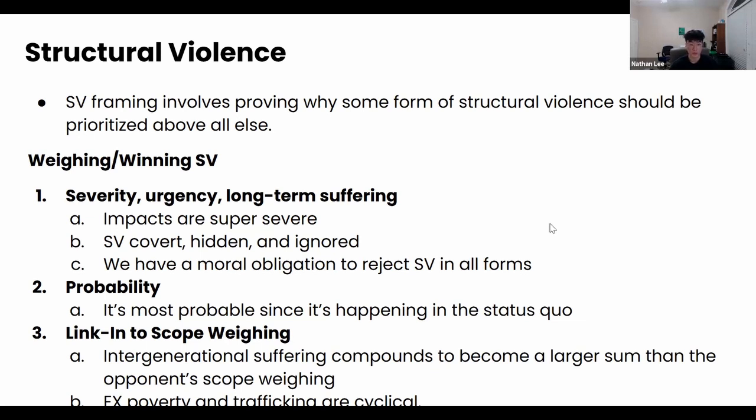Then is a way to spike, which is where you're preemptively frontlining arguments you know the opponents are going to make, in which case it's going to be extinction when you're reading SV. You can say that even though they want to talk about this huge number that's common in extinction or util scenarios, intergenerational suffering or cyclical suffering compounds to become a larger sum than the opponent's scope weighing. Again, this is a great example of comparative weighing because you're taking their mechanism but explaining why you're solving for it better. Another example, like I said before, is that poverty and trafficking are cyclical.